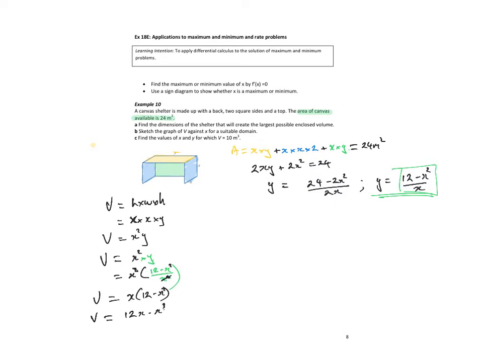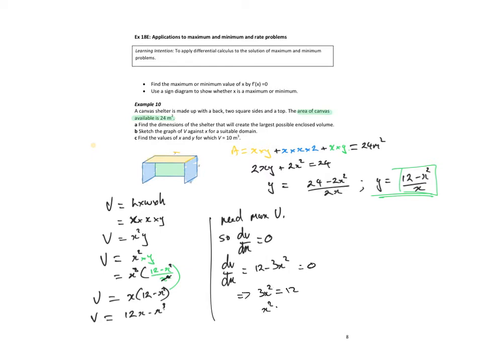So when does a maximum occur? We need the maximum volume, so I need to know where the derivative dV/dx is equal to 0. So dV/dx is equal to 12 minus 3x squared. Solve that equal to 0. 3x squared is equal to 12, x squared is equal to 4, x equals plus or minus 2. Obviously a dimension of -2 makes no sense, so the side length must be 2 metres.